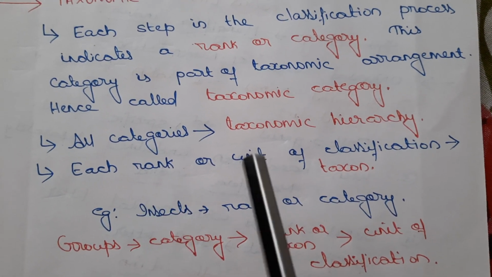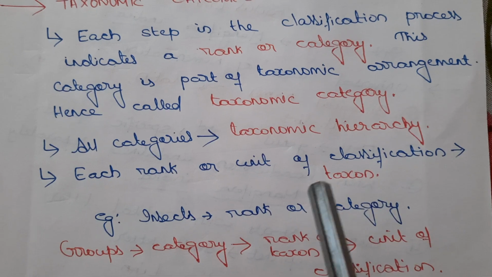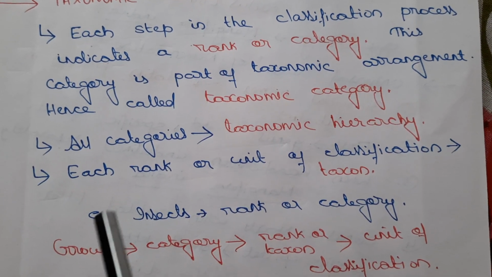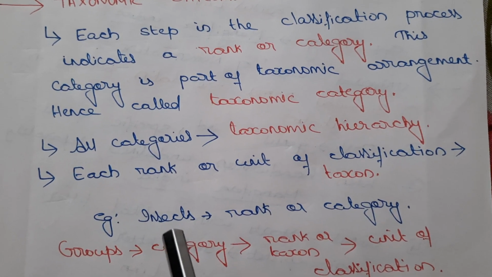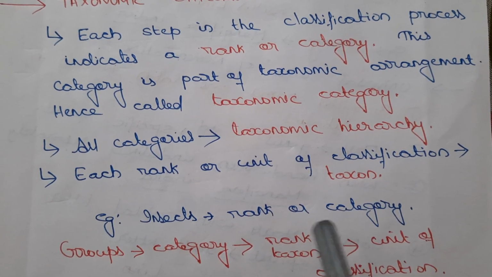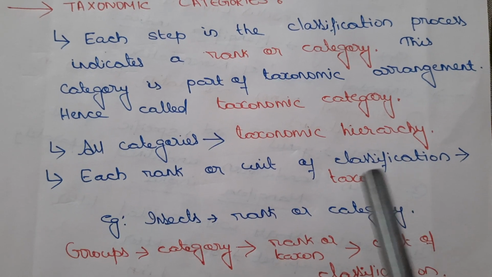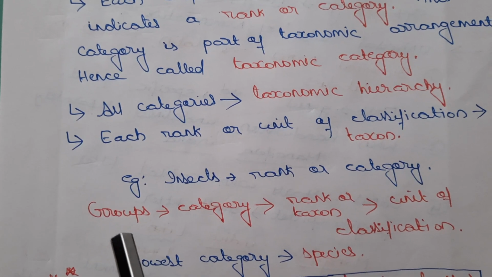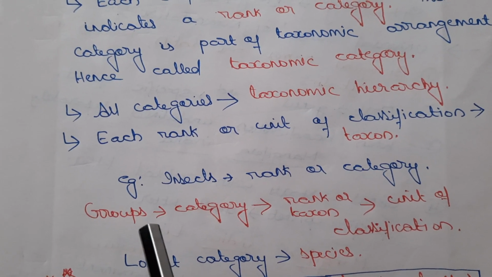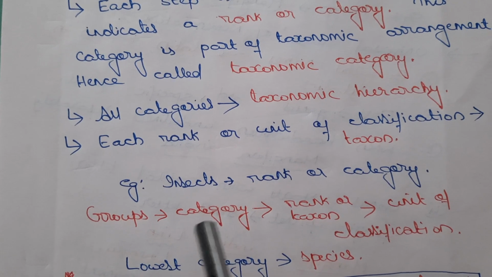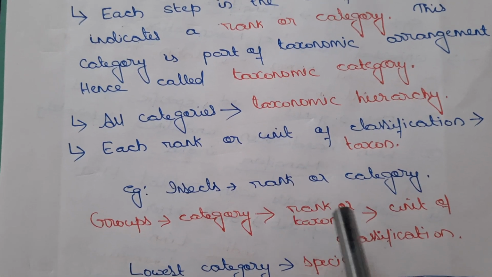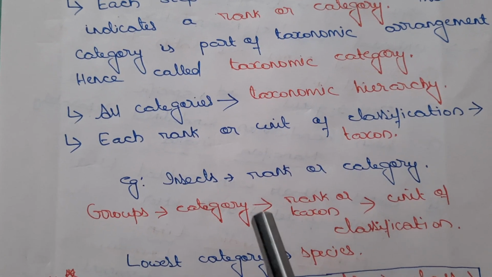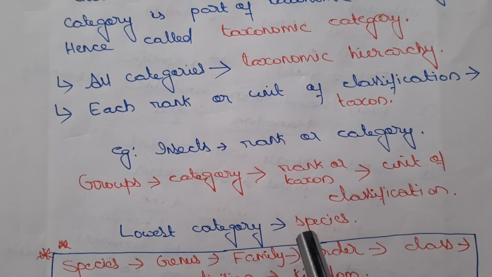Now each rank or unit of classification we call a taxon. For example, insects. Insects indicates a category of organisms. Insects can be considered a rank or category, and hence insects can be considered a taxon. We can arrange the organisms into groups. Each group indicates a category. The category is known as a rank or a taxon, and this taxon is the unit of classification. Now the lowest category will be the species.